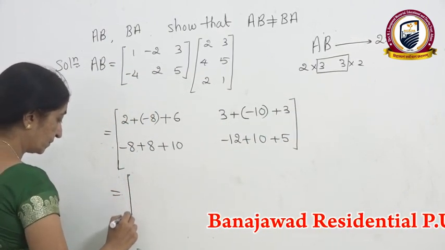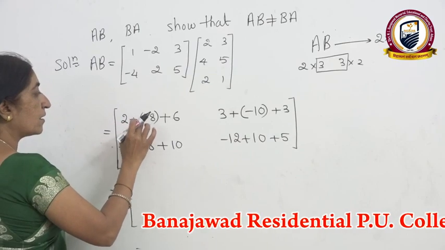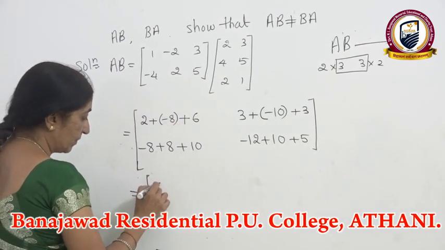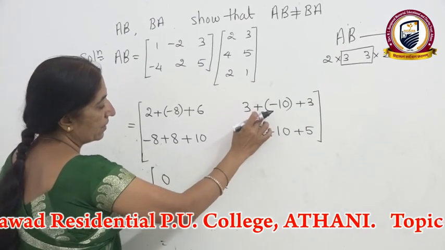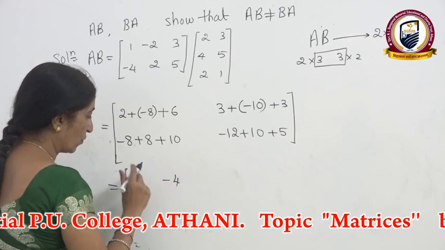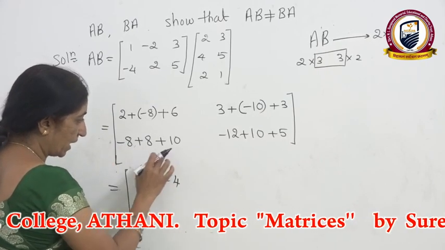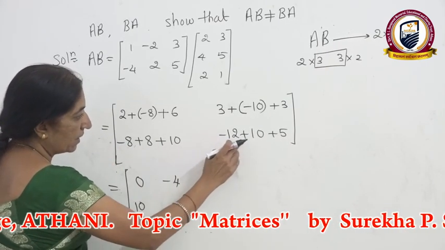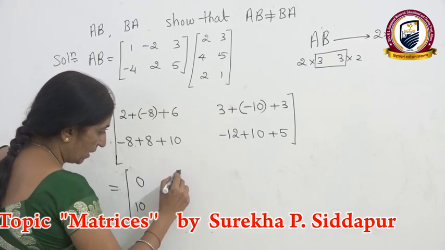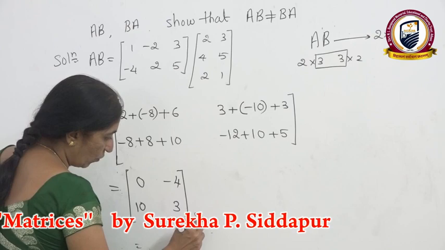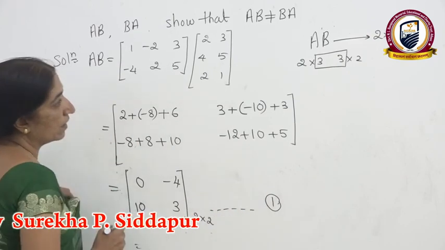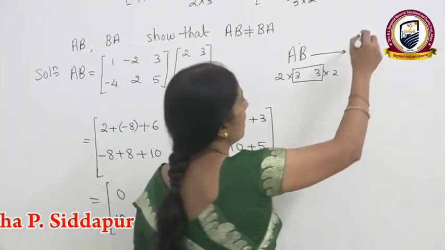Simplify this. 2 minus 8, that is minus 6, plus 6 will be 0. And here 3 plus 3, 6, 6 minus 10, minus 4. Minus 8 plus 8 cancels, 10. And here minus 12 plus 15, that is 3. And see the order, it is of order 2 by 2. Let us call this equation 1. I think all of you are getting how to multiply.